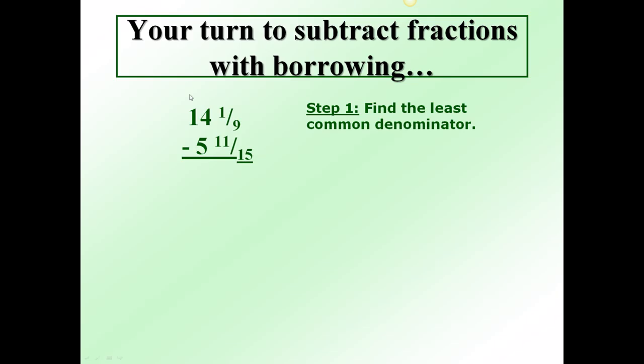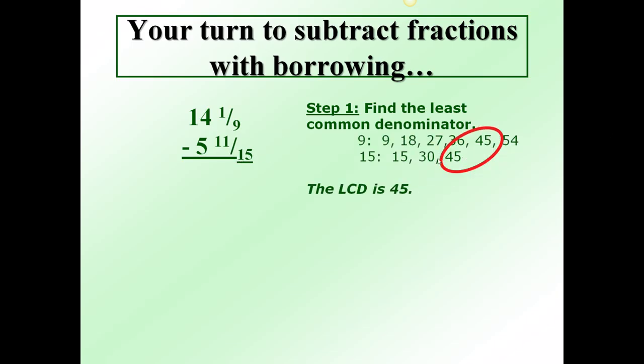Here we go. Okay, we have 14 and 1 ninth, 5 and 11 fifteenths. We need to subtract. Our denominators are not the same. So step one is still find the least common denominator. So in your head, or writing it out, write the multiples of 9. I have 9, 18, 27, 36, 45, 54, 63. Okay, who needs to work on their multiplication today? All right, now do your 15s. Okay, we have 15, 30, 45. 45 is our least common denominator.